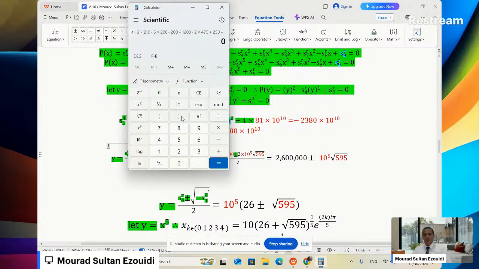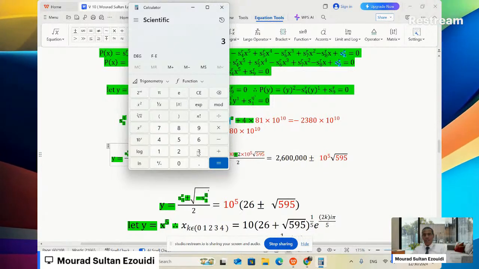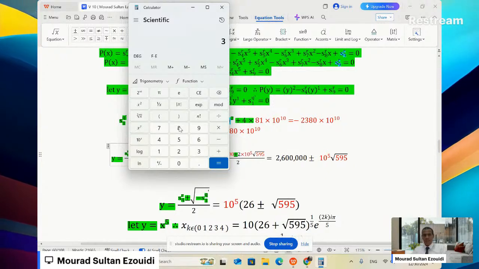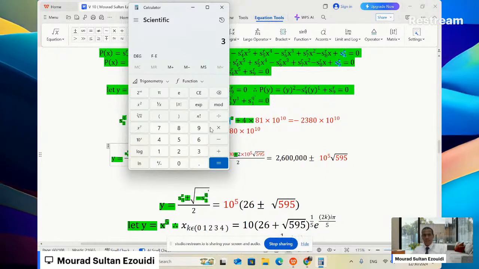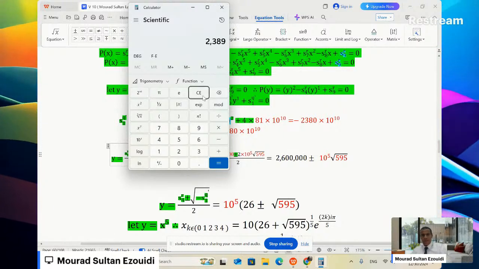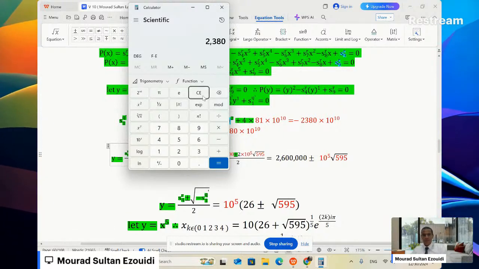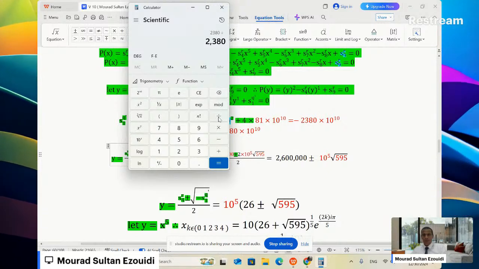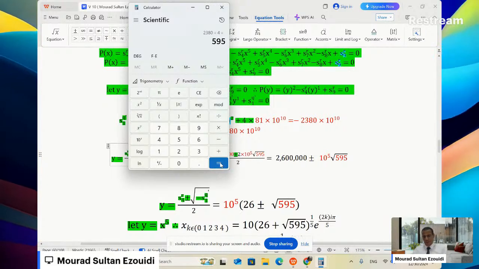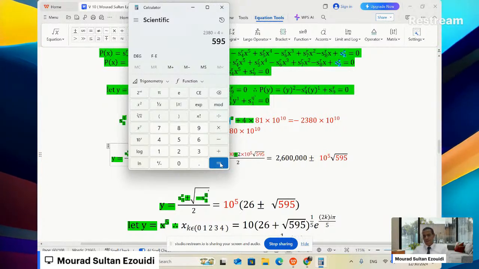Okay, so we call that, I will make 3,800, sorry, 2,380 divided by 4. Okay, so this one is equal to 595.